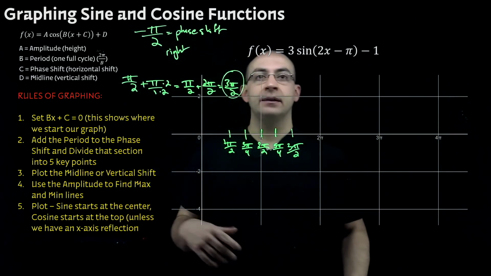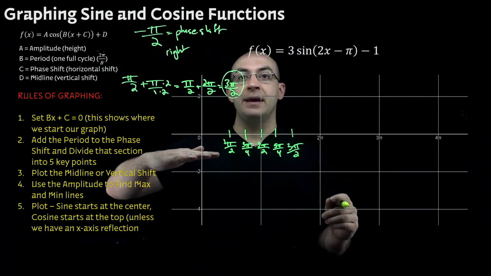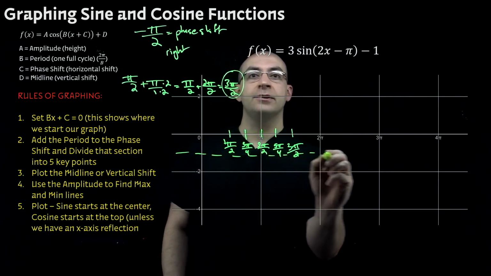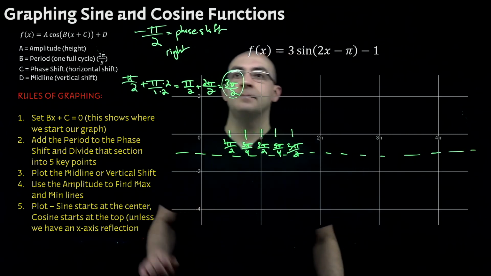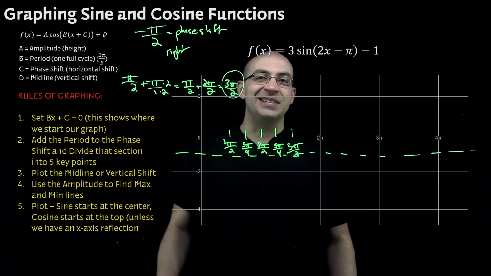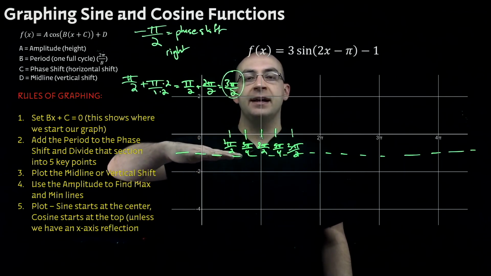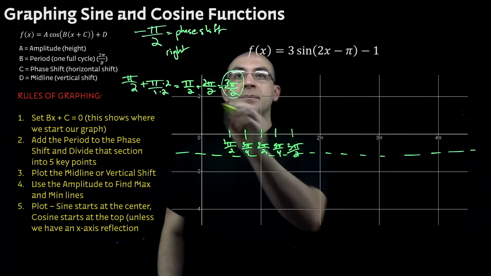Next, let's go to the midline. Well, the midline is -1. So I'm going to make my dashed line at -1, and I'm just going to go through the duration of it so you can see it a little better. That's a terrible line. Four, I'm going to use the amplitude to find the max and min lines. Well, the amplitude here is 3. So if this is -1, -1 plus 3 is 0, 1, 2. So I'm going to go up to 2.